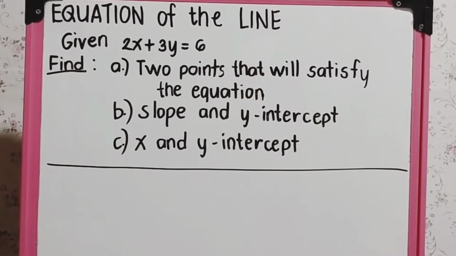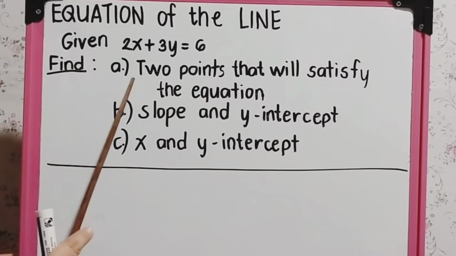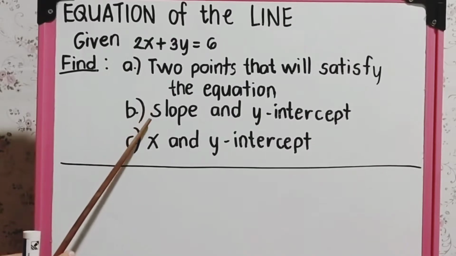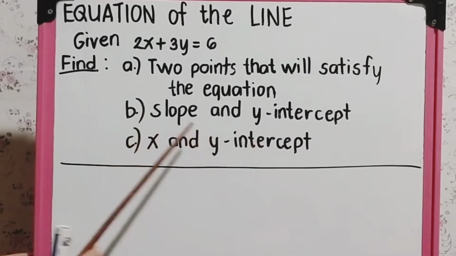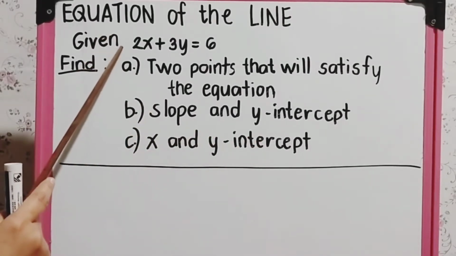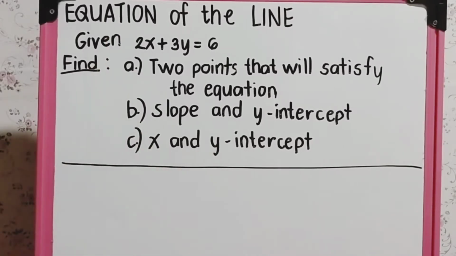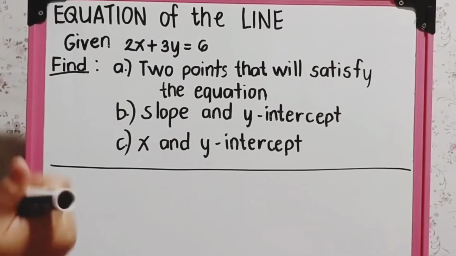We are now on week 6 and today I'm going to present to you the equation of a line. So before we go to finding the equation of a line, we're going to recall how to find 2 points that will satisfy the equation, how to determine the slope and the y-intercept given the standard form of a linear equation, and how to determine the x and the y-intercept. Okay, let's take first this one, letter A.